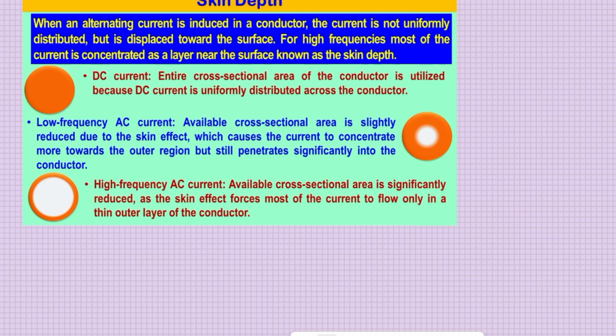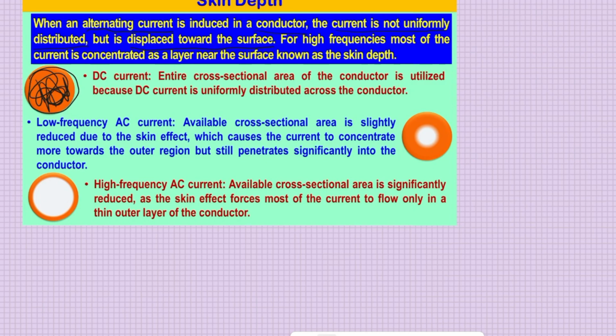Skin depth. What is skin depth? When an alternating current is passing in a conductor, what happens? The current is not uniformly distributed in the conductor. Let us say this is your conductor, it won't be uniformly distributed, but displaced towards the surface.